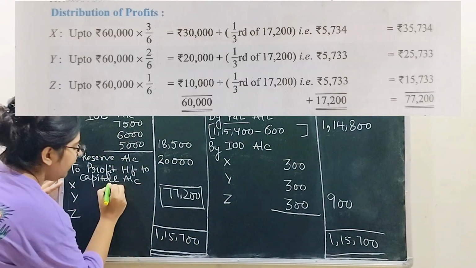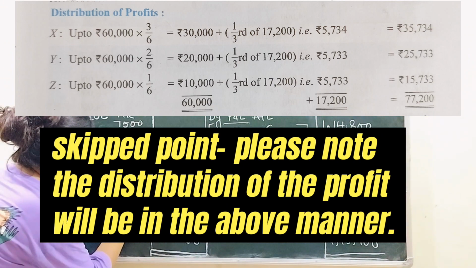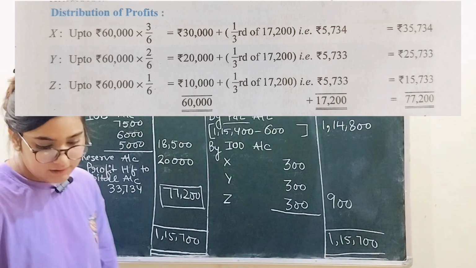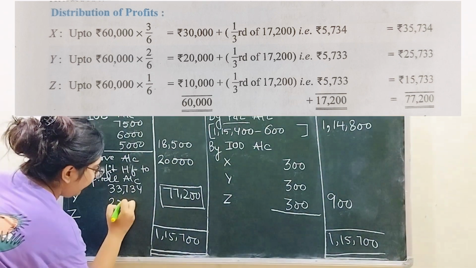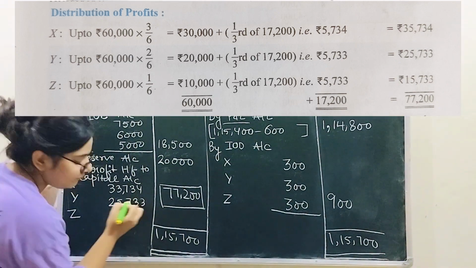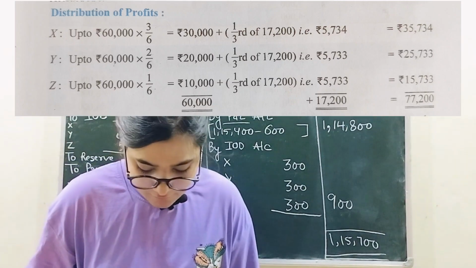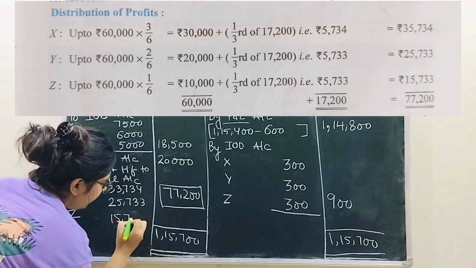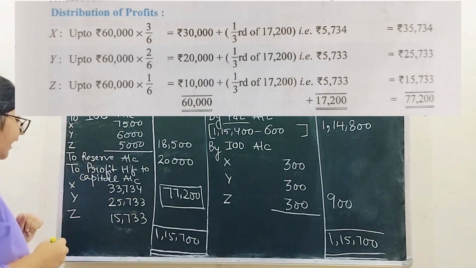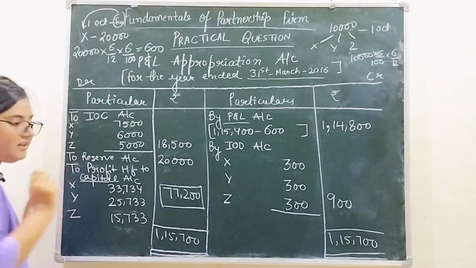35,734 for X, 33,734 for X, right? 25,733 for Y, right? Then 15,733 for Z, right? Now this is the trick in this question.